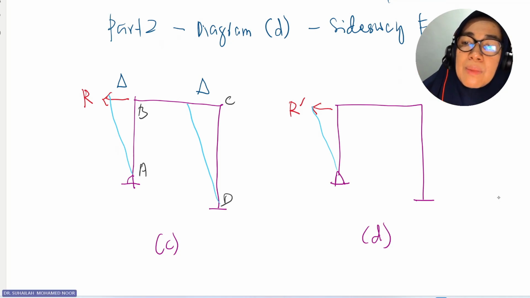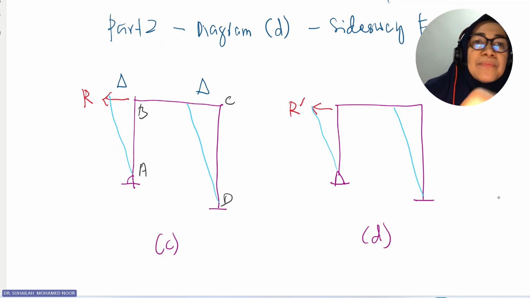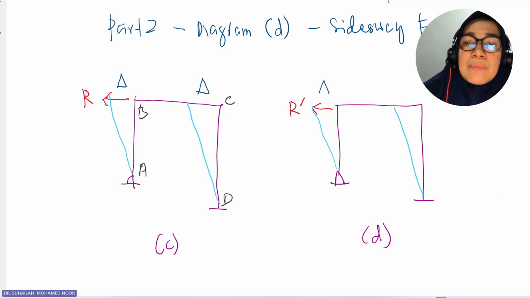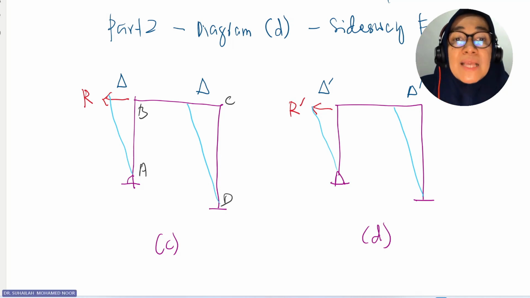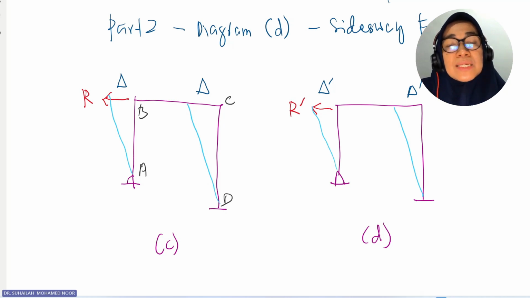In diagram D, the delta is labeled as delta prime. We have the same frame, but we change the label that we use. Okay, R to R prime, delta to delta prime.